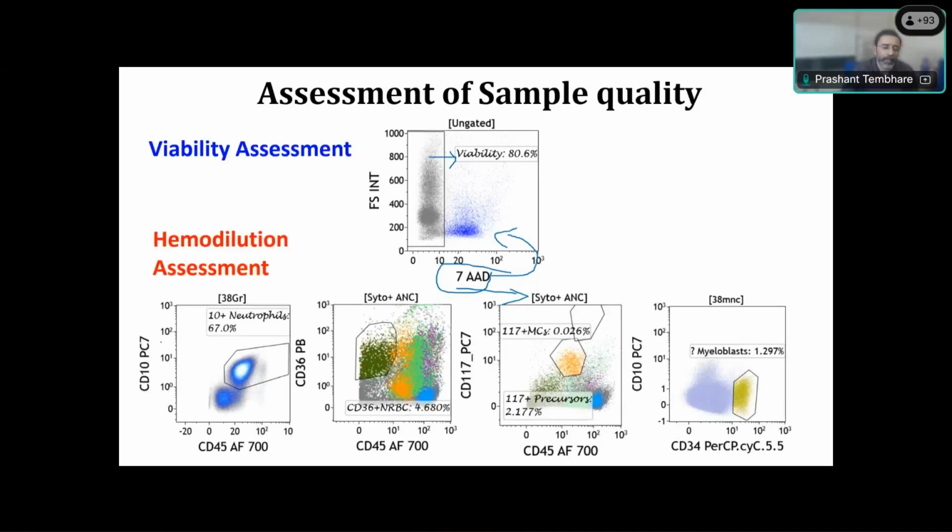Right? Then you can look at the hemodilution parameter. For example, in a hemodilute sample you'll have more neutrophils. You can identify neutrophils by using CD10 positivity, or you can look at erythroid cells by using CD36, or you can look at other myeloid blasts present in the sample, because myeloid blasts are not present in the blood. So if you have more than 1% of myeloid blasts out of total mononuclears in the sample, that means your sample is not hemodiluted. If there is less than 1%, that means it is hemodiluted. Same way you can look at CD117 positive precursors, which are usually present only in bone marrow. If the cells which are present only in bone marrow become less, that means there is a blood contamination because of hemodilution.